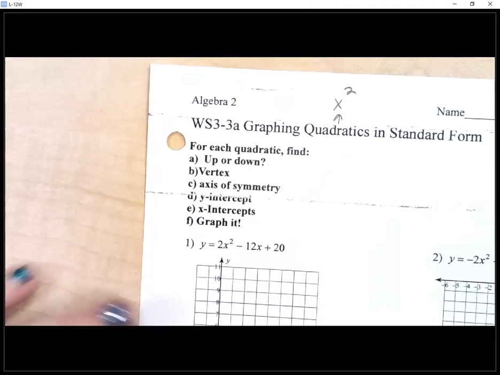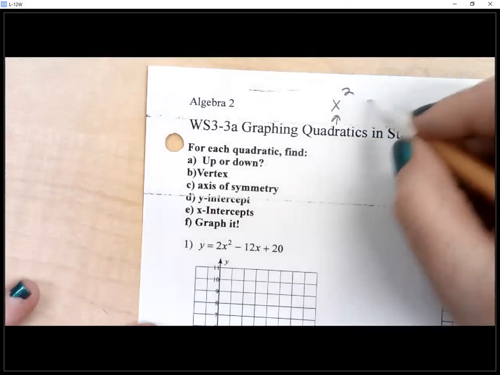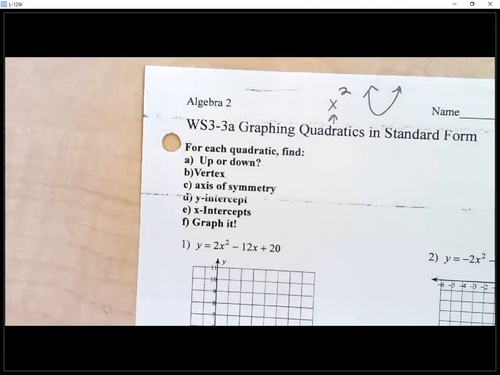So don't get all hung up on the vocab, right? It's just the thing that has an x squared in it and no higher exponent. It doesn't also have an x cubed or something. X squared is the highest we have. That's what we call a quadratic. And when we graph them, what do they all look like? Parabolas. They all make a U shape. All of them. So if you are going to graph a quadratic, it's going to be a parabola.